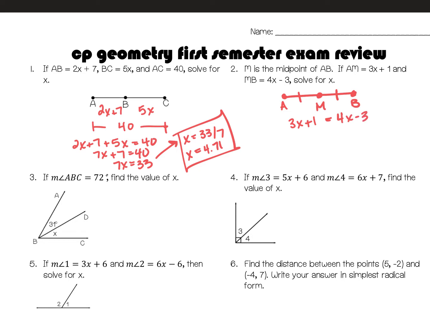So subtracting 4x from both sides, I get negative x plus 1 equals negative 3. Subtract 1. And then divide by negative 1. So here x is 4.